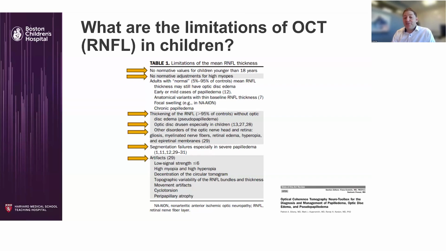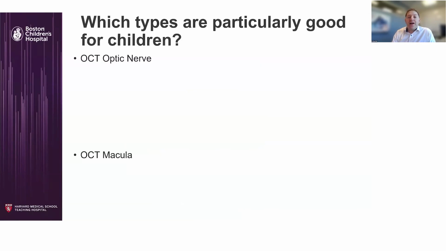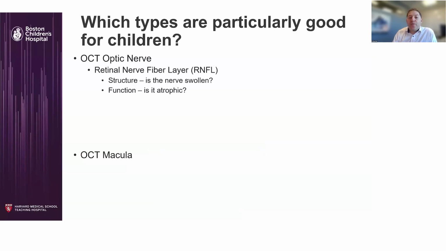So low signal strength, a kid looking around, high refractive error, cyclotorsion, all of these things can cause us problems, but that doesn't mean that the tests aren't still very useful. So what do I use them for? When I think about retinal nerve fiber layer, I think about structure and function. That's the question that I ask myself whenever I am looking at OCTs. Is this a structure issue that I'm looking at right now, or is it a function issue?